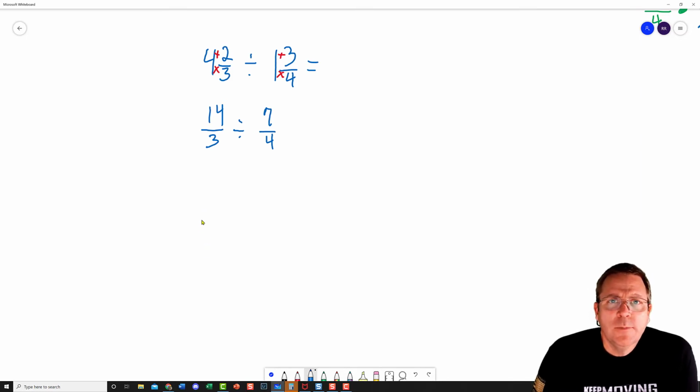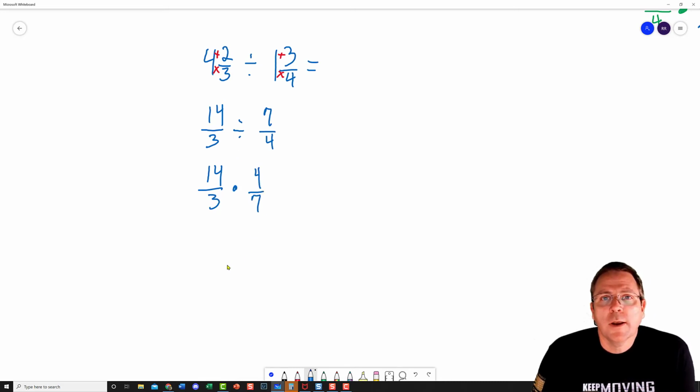Now it's time to keep change flip. 14 over 3, change division to multiplication, and flip or take the reciprocal of the second number. We can simplify next. We can say that 7 goes into 7 once, 7 goes into 14 2 times, and we're going to multiply.